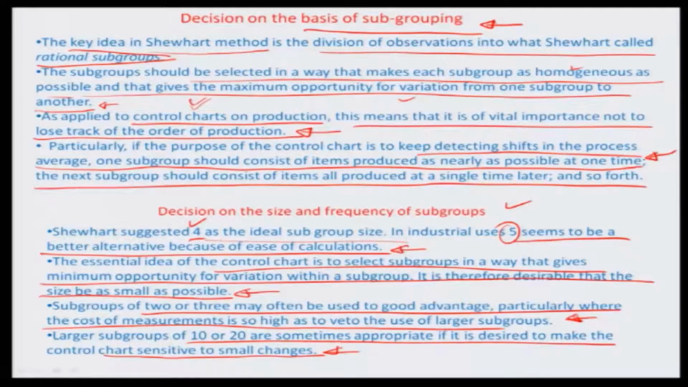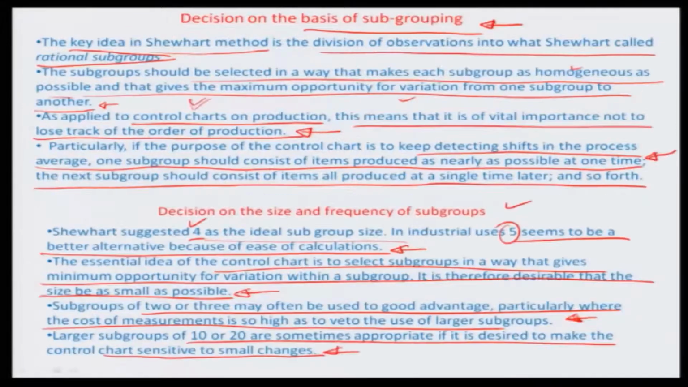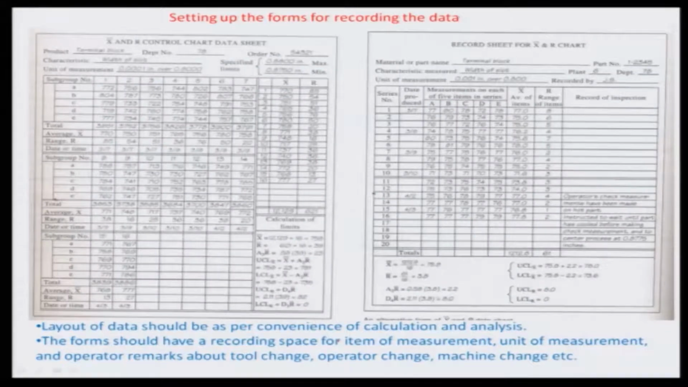So based on that, now you have the size and frequency, and you have all the other decision criteria like the basis of the subgrouping, the objective selections, and the choice of variables. Now you are all ready to record the data. So let us look at the ideal form for recording the data.